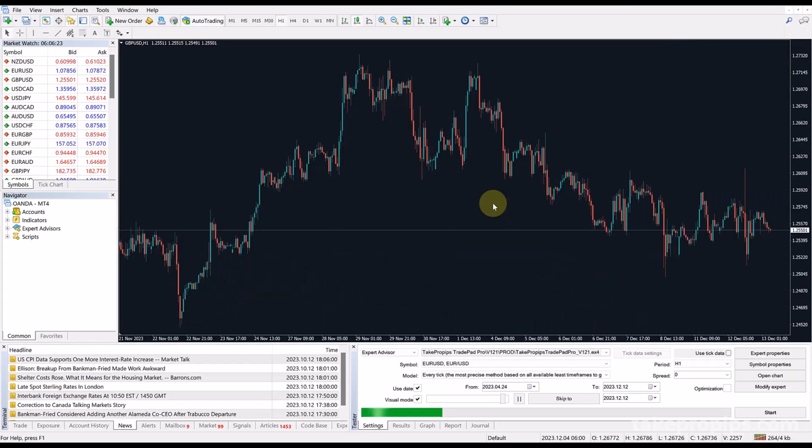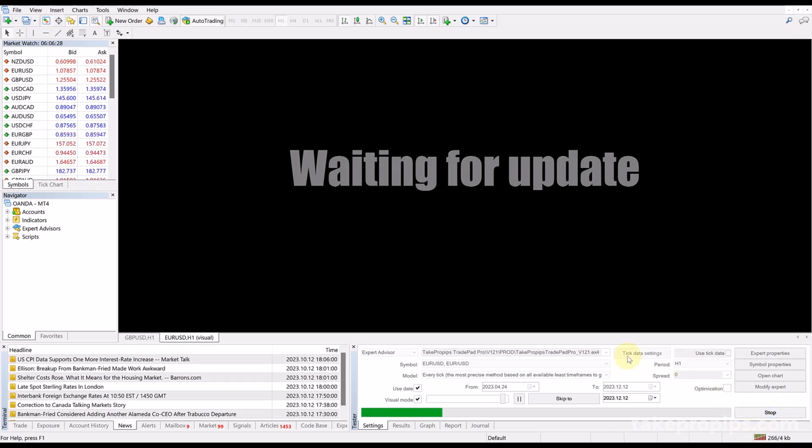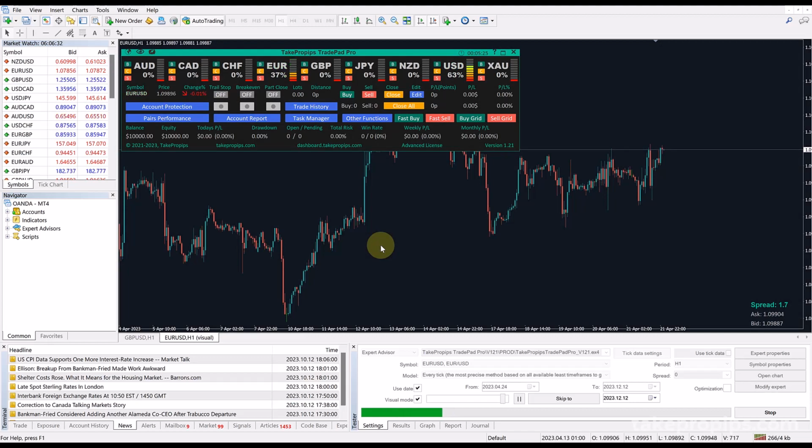We will test the trailing stop feature on MT4 Strategy Tester using the TradePad Pro, which uses the same trade management features as Trading Management Solutions EA.